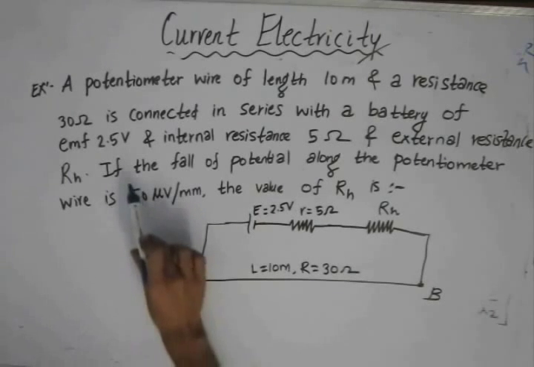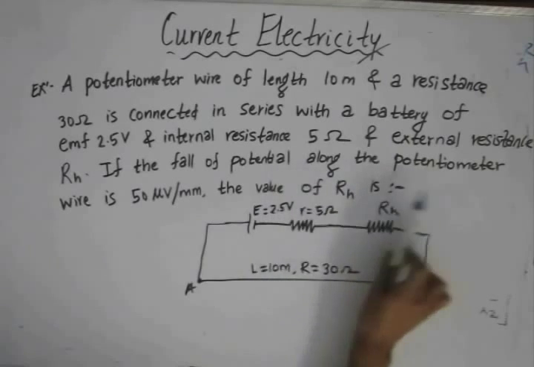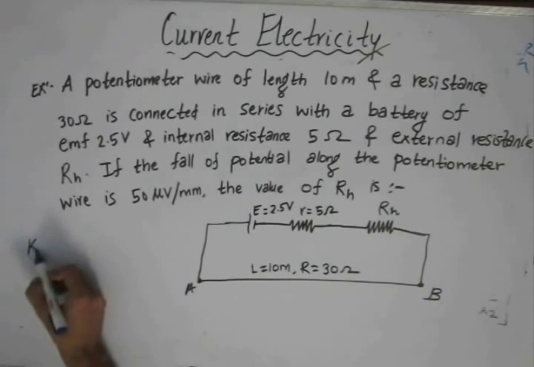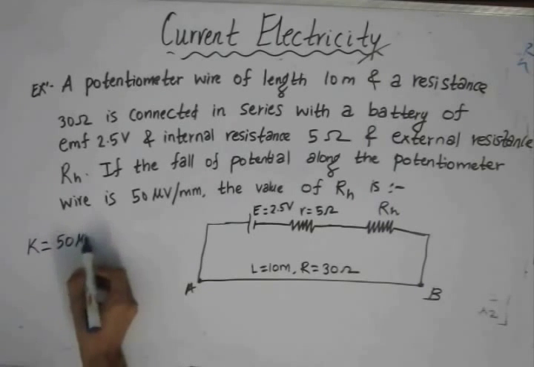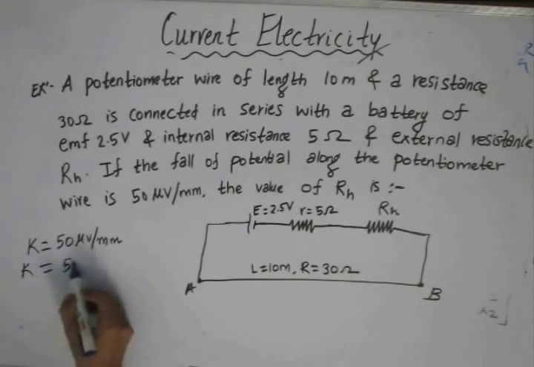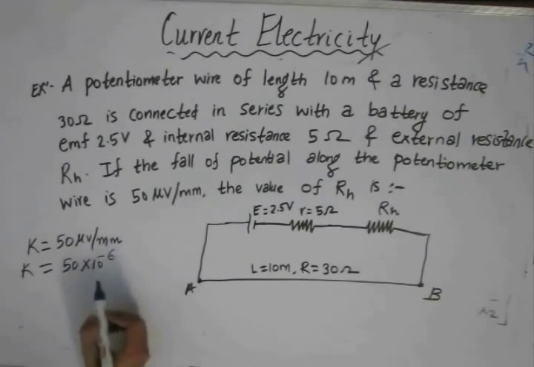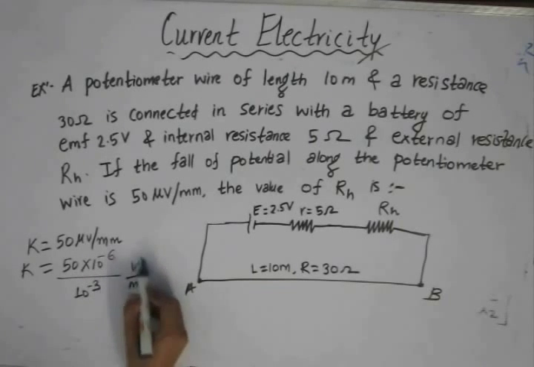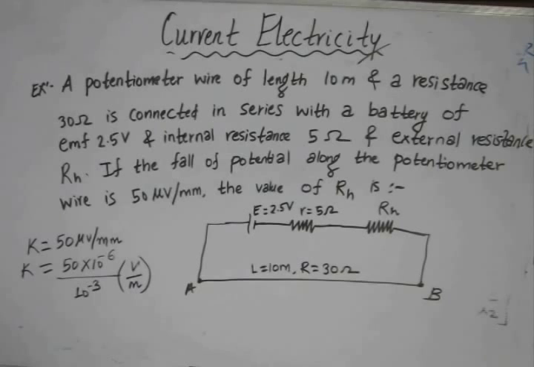Also, one more thing given to us is the fall of potential along the potentiometer wire, which suggests the change in the potential with the change in the distance. That means the parameter given to us here is the same as the potential gradient. So the potential gradient given to us is 50 microvolts per millimeter. If we use the SI system, 1 micro represents 10 to the power minus 6, and 1 millimeter is 10 to the power minus 3 meters. So this would be in terms of volts per meter, and this represents the potential gradient.